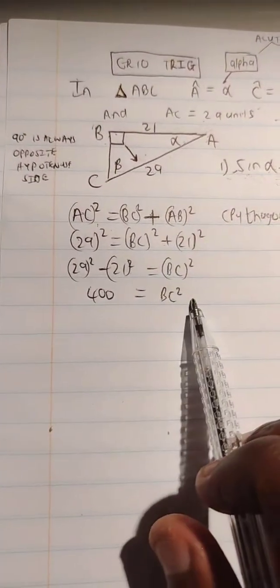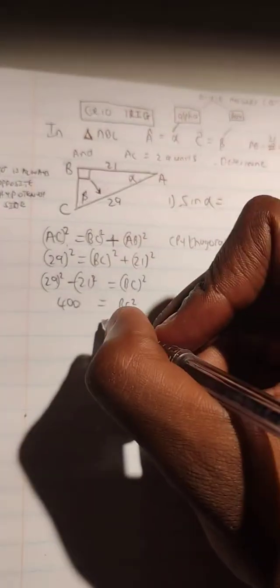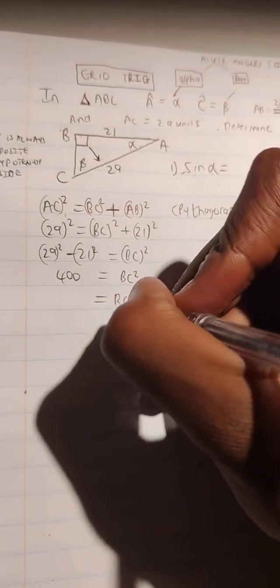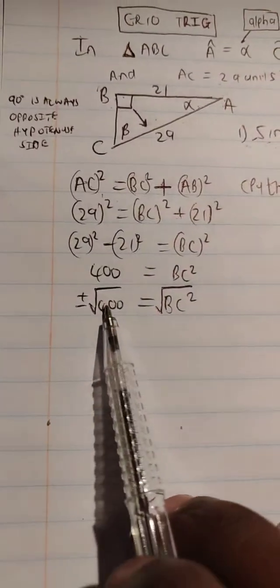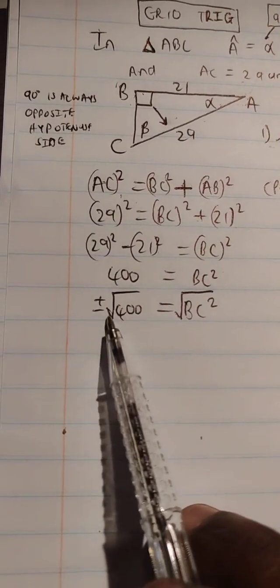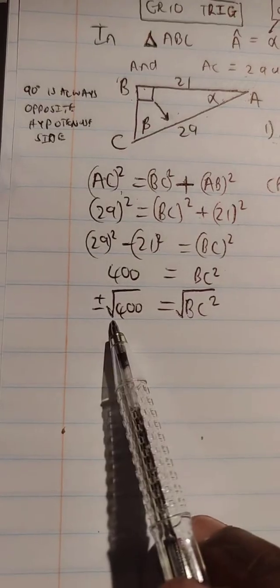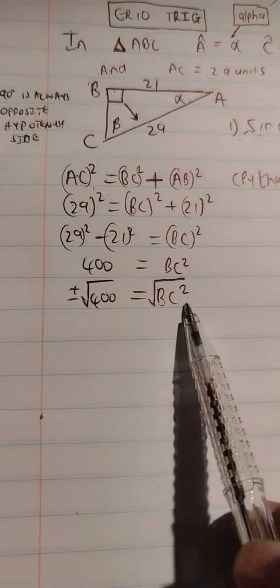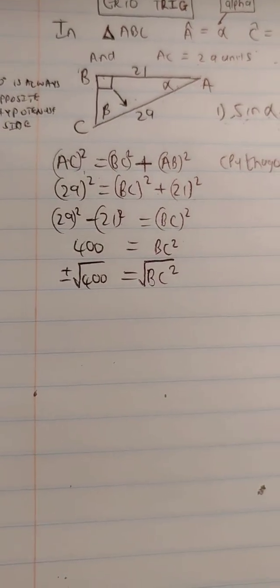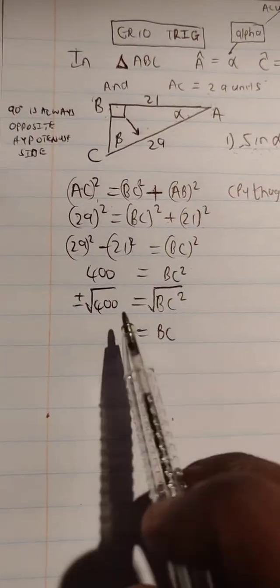That's BC squared. But then I do not want BC squared. I want BC. So I'm going to take the square root on both sides. And when I do that, it allows me to put plus minus. Since this is an equation, I'm going to put plus minus because BC can either be a positive value or a negative value. That is something that I need to take into consideration.